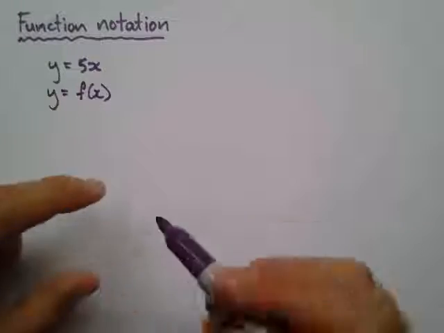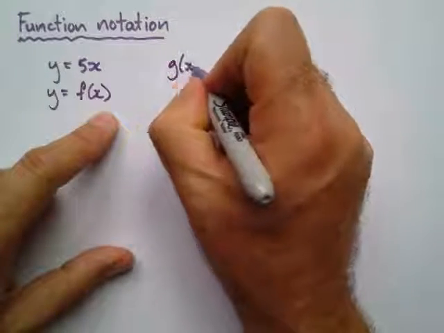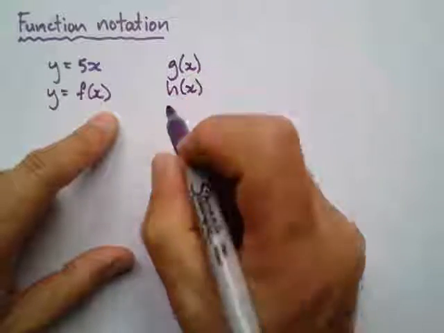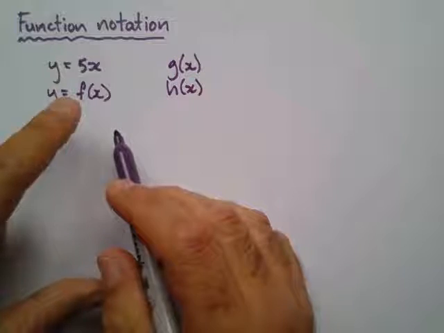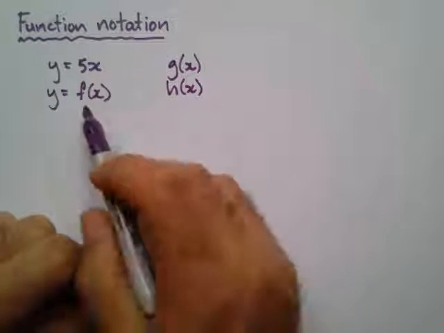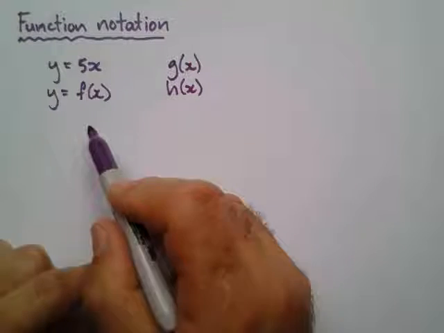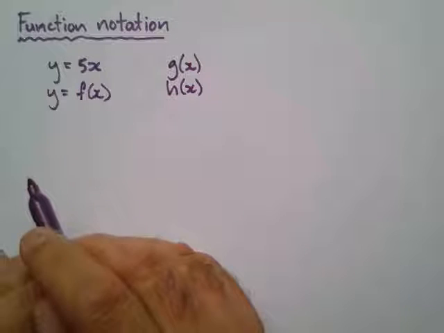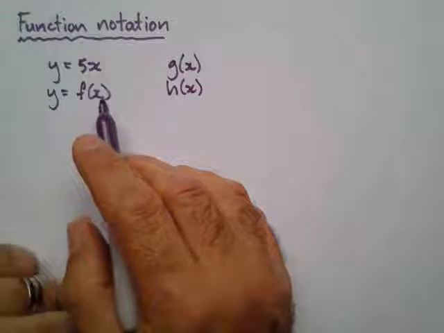Now just for future reference, sometimes they use something like g(x) or h(x). It's the same thing, it's just if there's more than one function, we don't want to call it f1(x) and f2(x) and f3(x). We just say f(x), g(x), h(x). It means the same thing. It's a function of x. So often we can replace y with f(x).